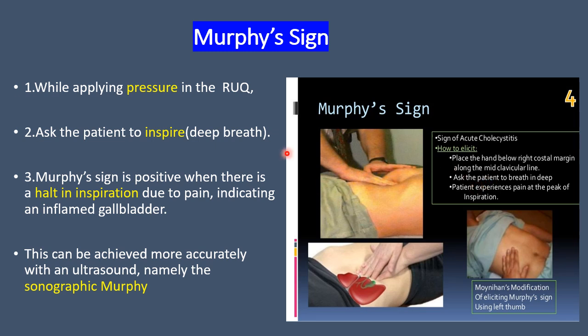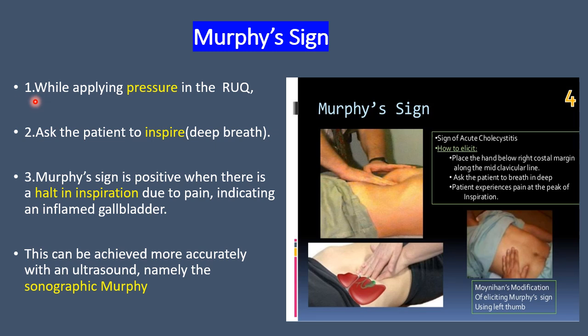As for the physical sign, it is very important to elicit or check for the Murphy sign. How do we do this? These diagrams in the pictures here will show you a number of ways of eliciting the Murphy sign. But the most commonly used is the one with palpating with your right palm.